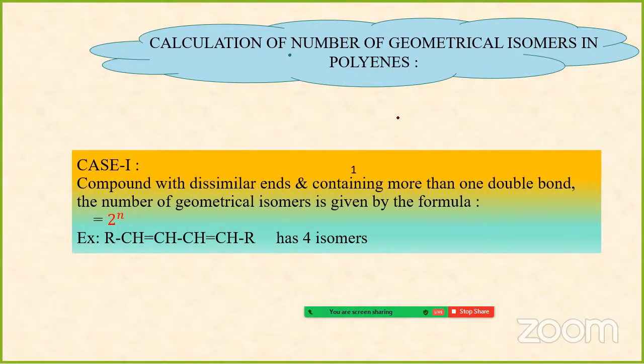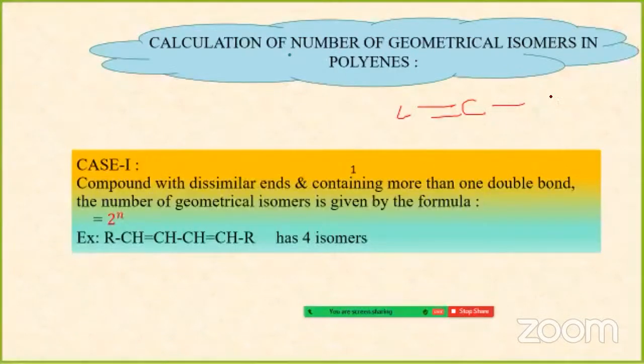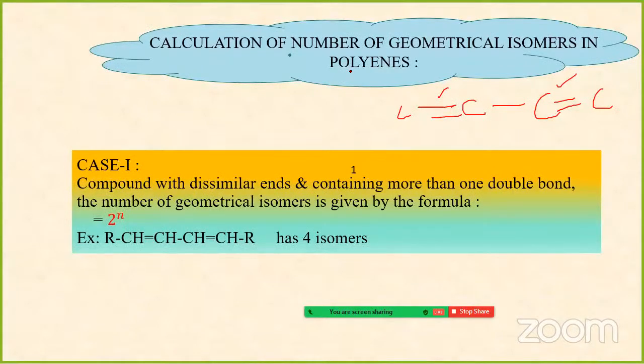If a compound has more than one double bond, see here, I am writing an example. This is butane, with 4 carbons, and here I am taking more than one double bond. Two double bonds are present. Such compounds are called polyenes. Poly means many. So a compound which has more than one double bond is known as a polyene. How we can calculate the number of geometrical isomers in polyenes, we are going to study now, because this is an important question from the IIT point of view.